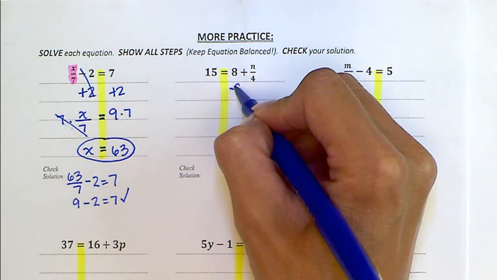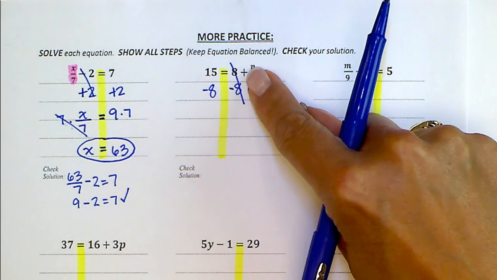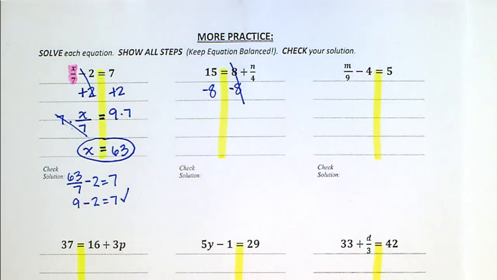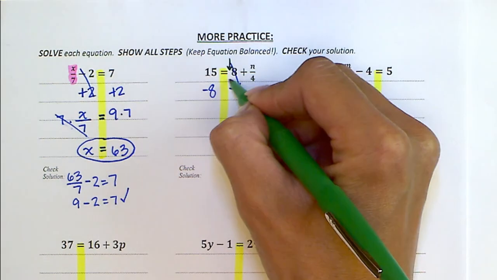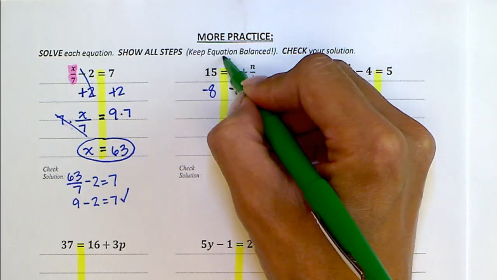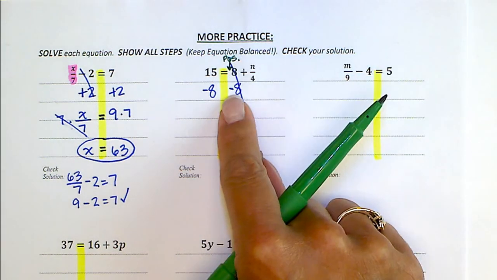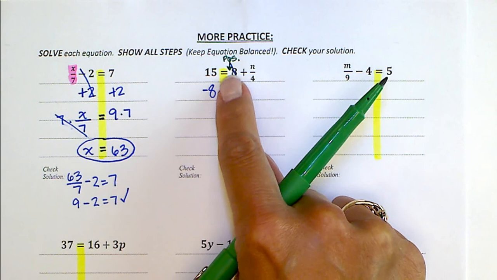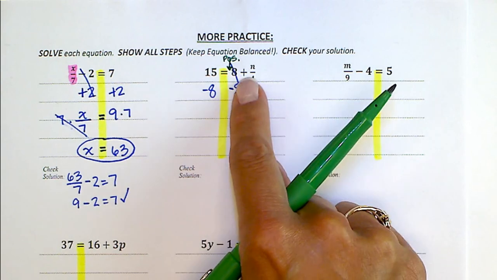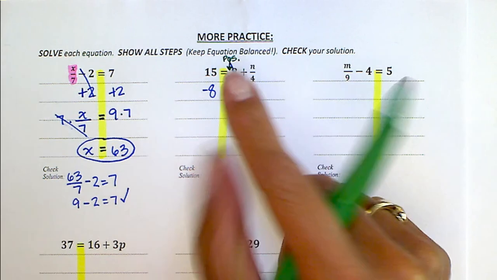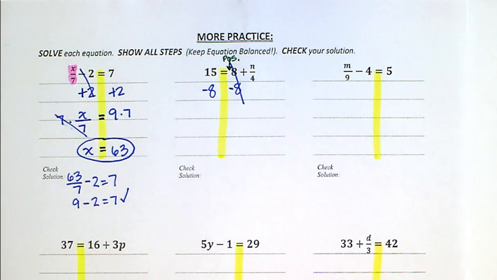to subtract 8. Now, I know this said plus, but if we look in front of the 8, there's no sign, so that tells me this is a positive 8, and the opposite is a minus 8. So it just so happens this is a positive 8, and then this is plus n over 4. I did not do the opposite of the plus in front of the n. I did the opposite of the 8. Because it was positive, I'm going to subtract 8.